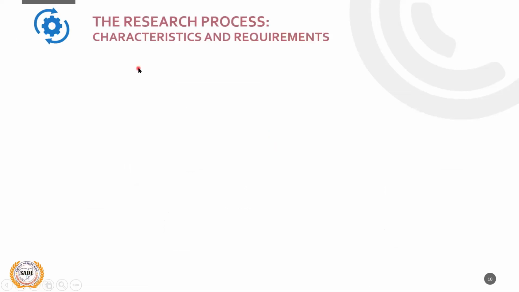Let's move. What is this? It is a research process. Now we come to learn the research process. Here, in the research process, we just focus on two important things. The first one is characteristics, and the second one is requirement.